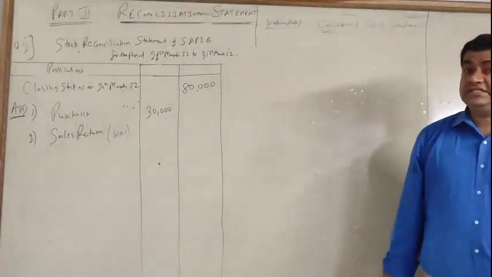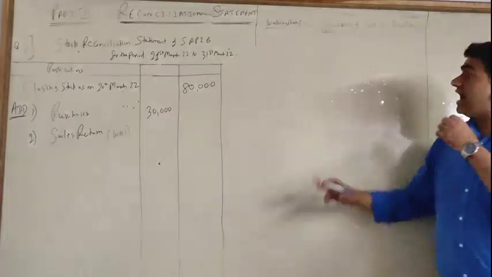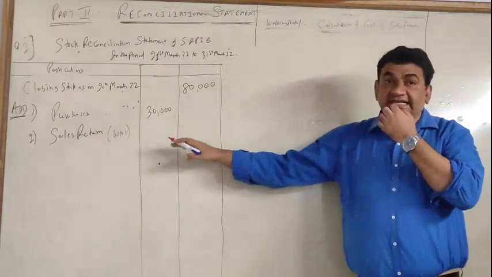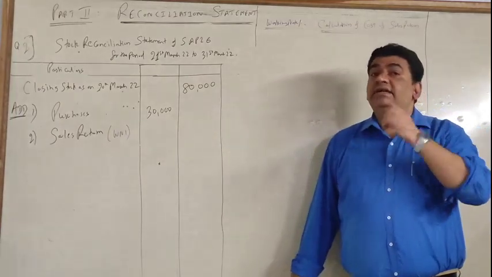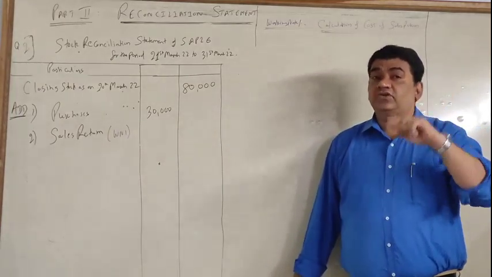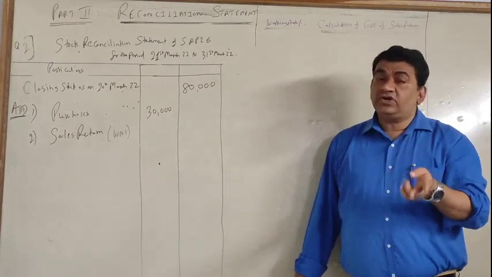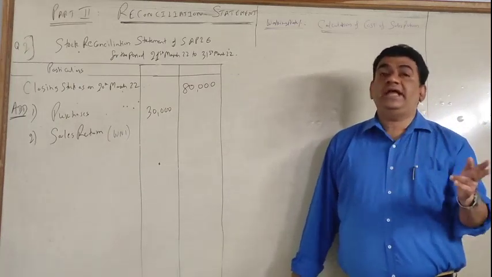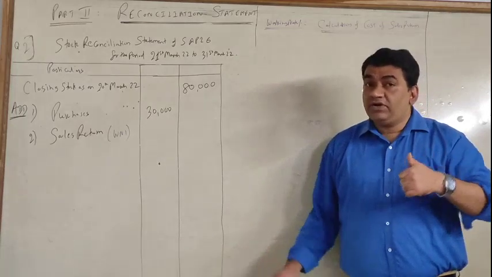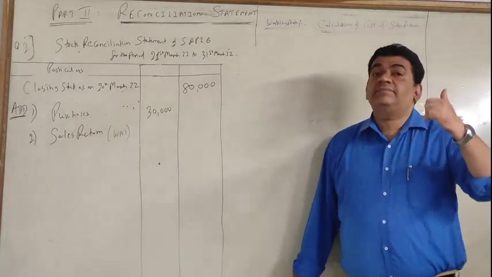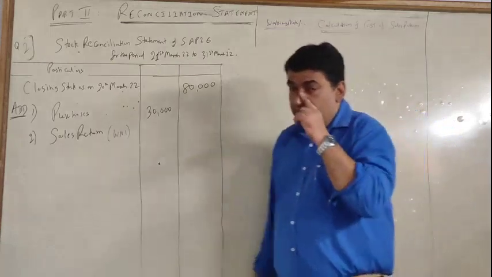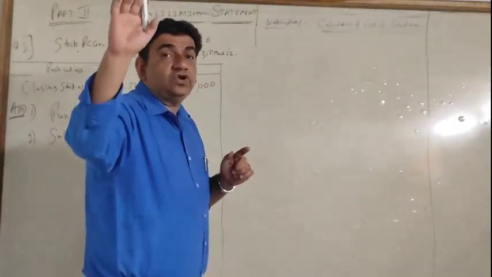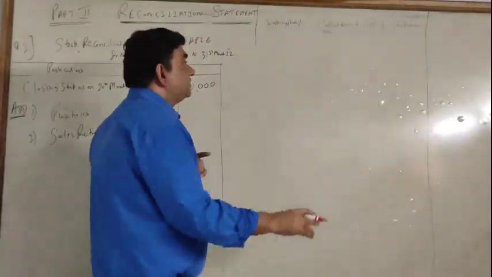Now listen, again I am repeating why we are doing this working note: because sales return is at selling price but the percentage of profit is at cost. If both are at cost, or both are at sales value, I can do it directly, but here the amount is sales and the percentage is on cost. So what will you do? Profit percentage is 25% on cost. Mathematical equation.